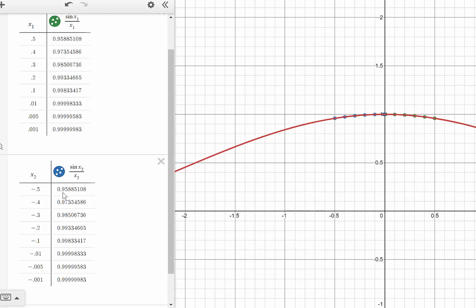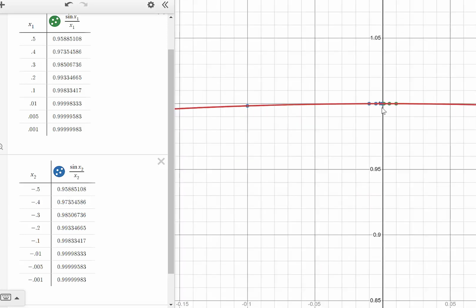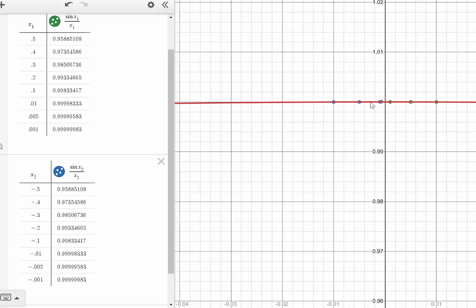And on the other end, again, negative 0.58, it's 0.958, 0.9735, 0.985, 0.9933, 0.9983, 0.999, you get all these nines here now. So on both sides, and we can see graphically what's happening. I'm going to zoom in here. We can see they're approaching the same value. Now at 0, it's not defined, but both sides of this are approaching the same value.